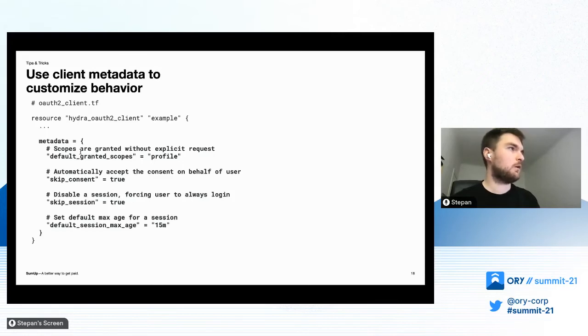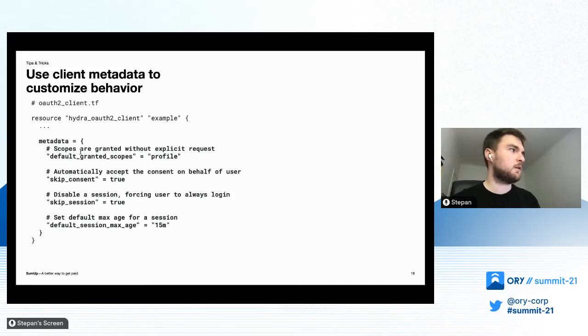For example, for first-party and third-party clients, the behavior of consent can be different, because when the client application is first-party, meaning it's from SumUp, we don't actually need to show the consent screen to the user, and we have control over the consent screen through the skip consent parameter.